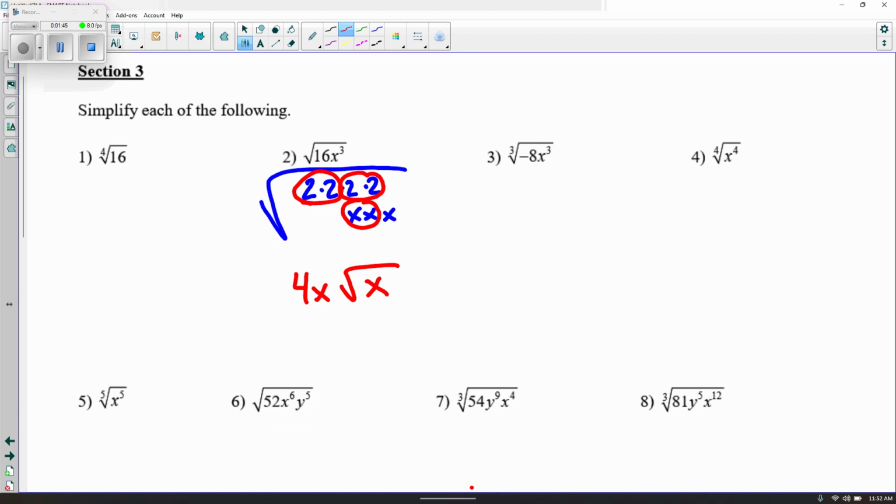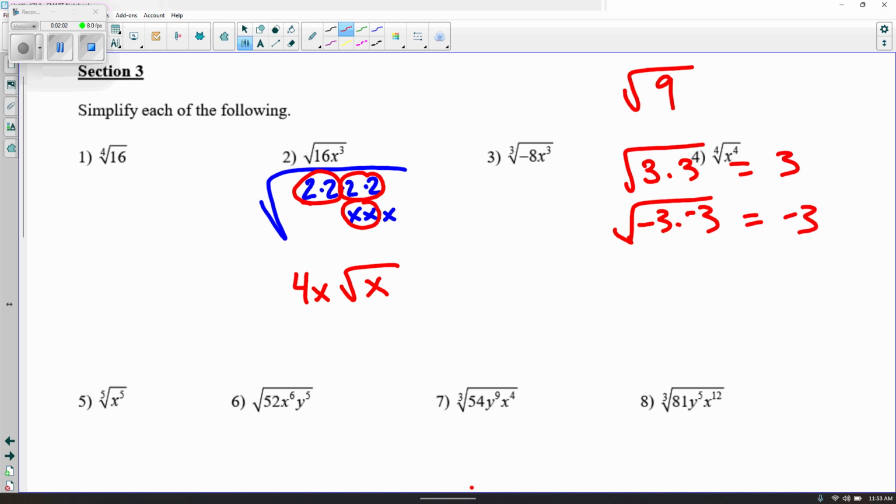Now, square roots, just so you know, Nora, we have an issue if we have the square root of 9. That could be the square root of 3 times the square root of 3, or it could be negative 3 times negative 3. So my answer could be 3, or it could be negative 3. Well, it has to be one or the other. It's not both.